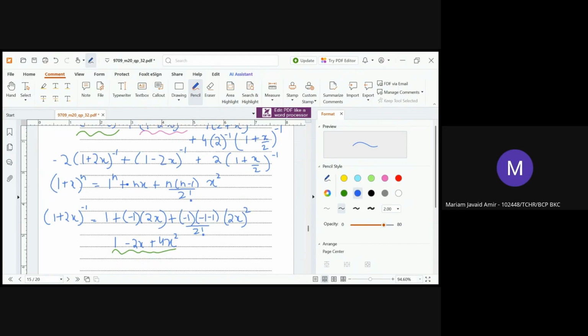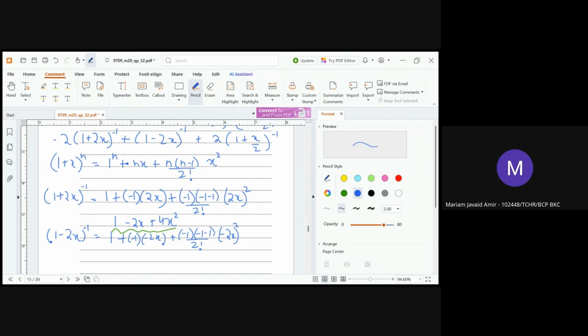So (1 minus 2x) power negative 1, which will be 1 power negative 1, which is just 1, plus nx plus n(n minus 1) over 2 factorial times x squared, which will give us 1 plus 2x and plus 4x squared.